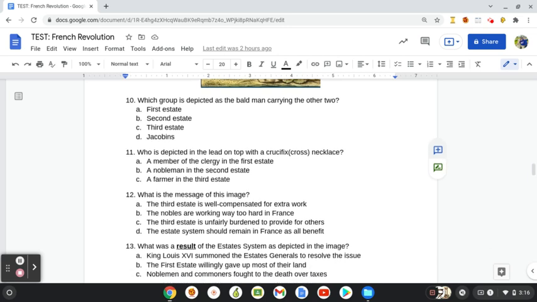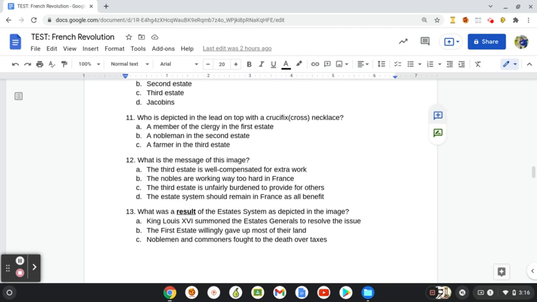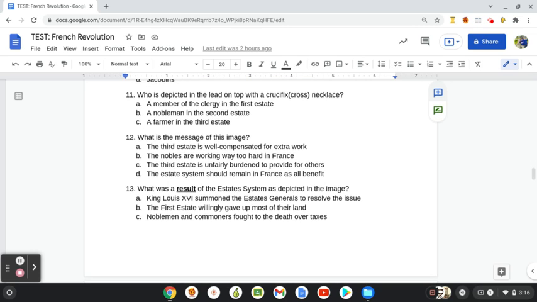Number 12, what is the message of this image? The third estate is well compensated for extra work. The nobles are working way too hard in France. The third estate is unfairly burdened to provide for others, or the estate system should remain in France as all benefit. Number 13, what was a result of the estate systems as depicted in this image?